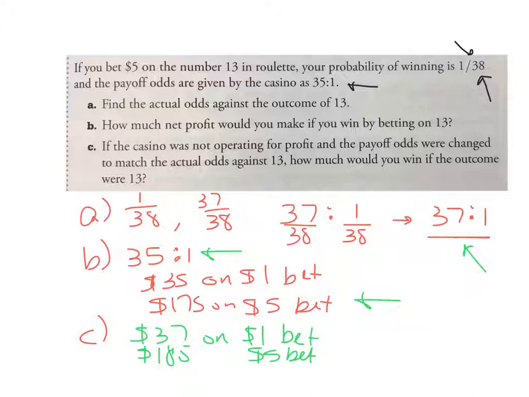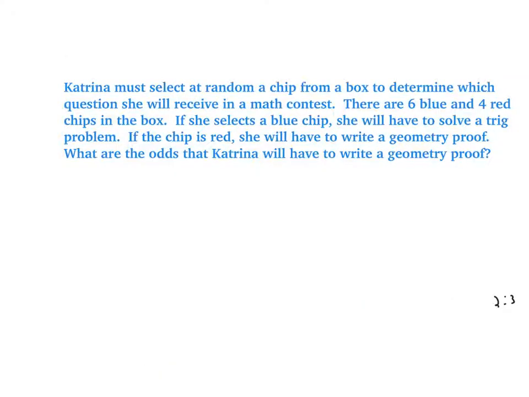Now, if you're at a racetrack, you're going to see the payoff odds versus the actual odds. Okay, Katrina must select at random a chip from a box to determine which question she will receive in a math contest. There are 6 blue and 4 red chips in the box. If she selects a blue chip, she will have to solve a trig problem. If the chip is red, she'll have to write a geometry proof. Some of you are probably like, oh, she loses both ways. What are the odds that Katrina will have to write a geometry proof?